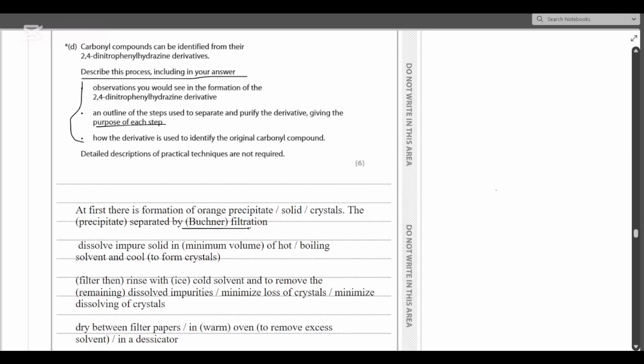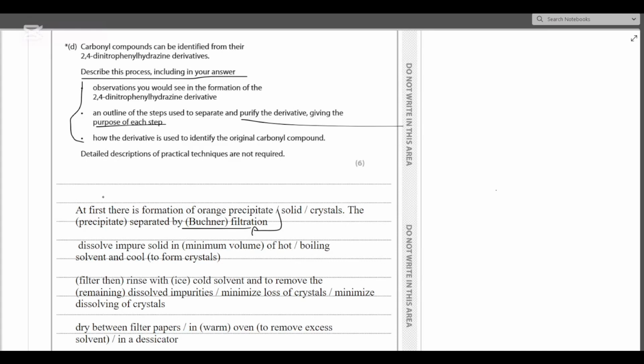Obviously, we'll use Buchner filtration in order to separate the precipitate, because for the orange precipitate right here, if you use Buchner filtration, the efficiency of filtration will be high. Buchner filtration involves the use of a Buchner funnel, which basically uses reduced pressure in order to separate the precipitate. Secondly, they asked how to purify the derivative.